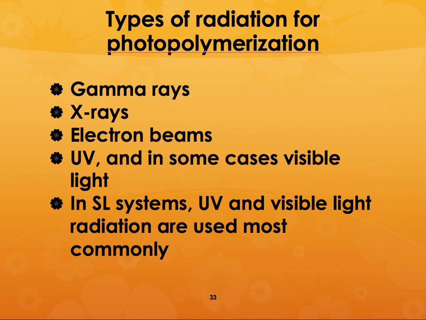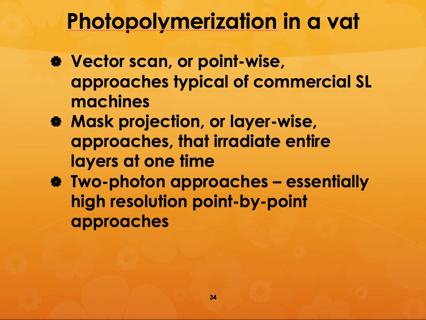You can have different kinds of radiation for photopolymerization, like gamma, X-rays, electron beams, UV, and sometimes visible light. In the case of stereolithography systems, UV and visible light radiation is the one that is most used. The others are definitely not used, because you will need a lot of protection in order to be able to use those kinds of radiation.